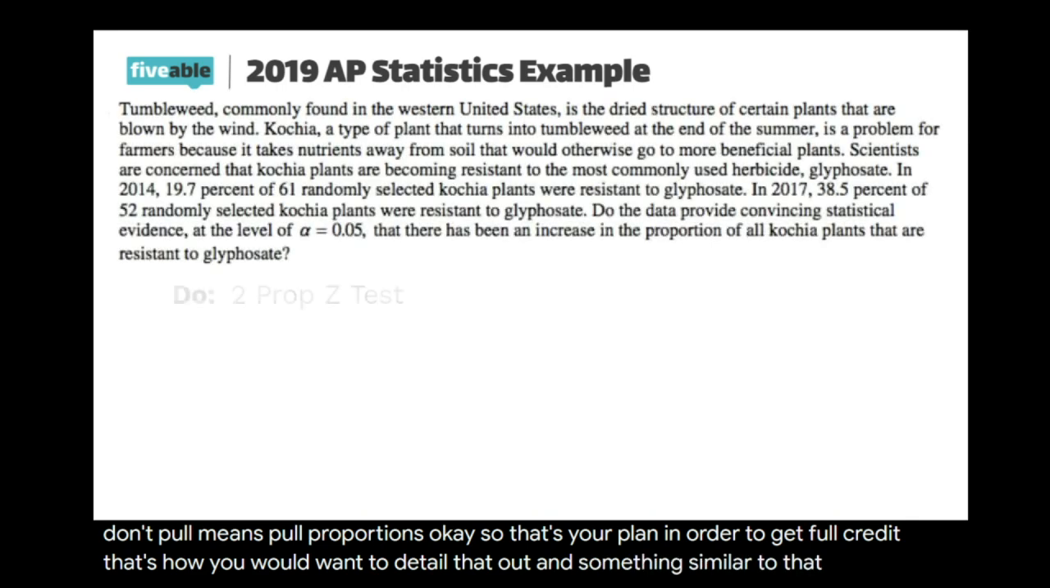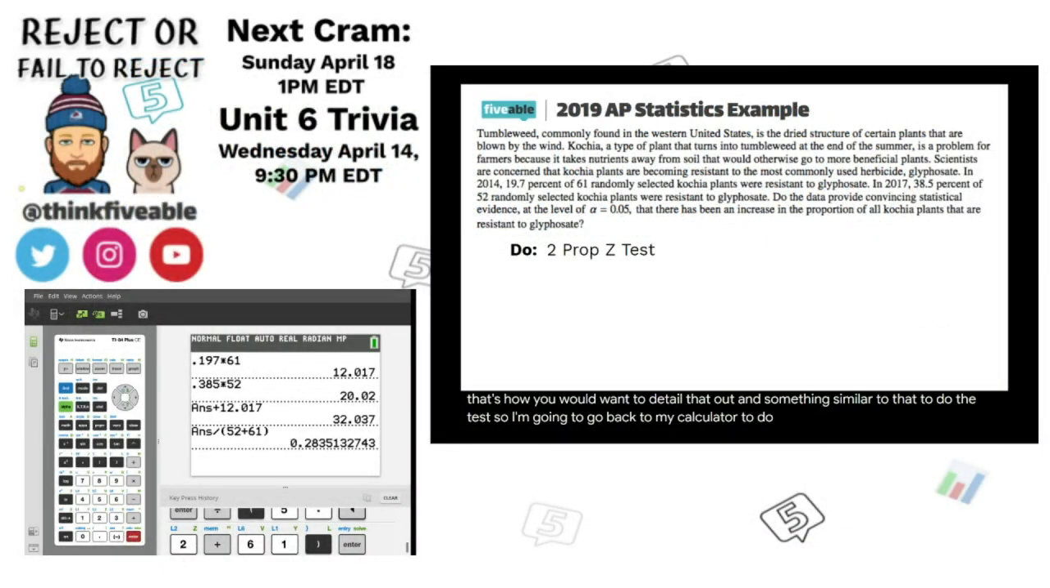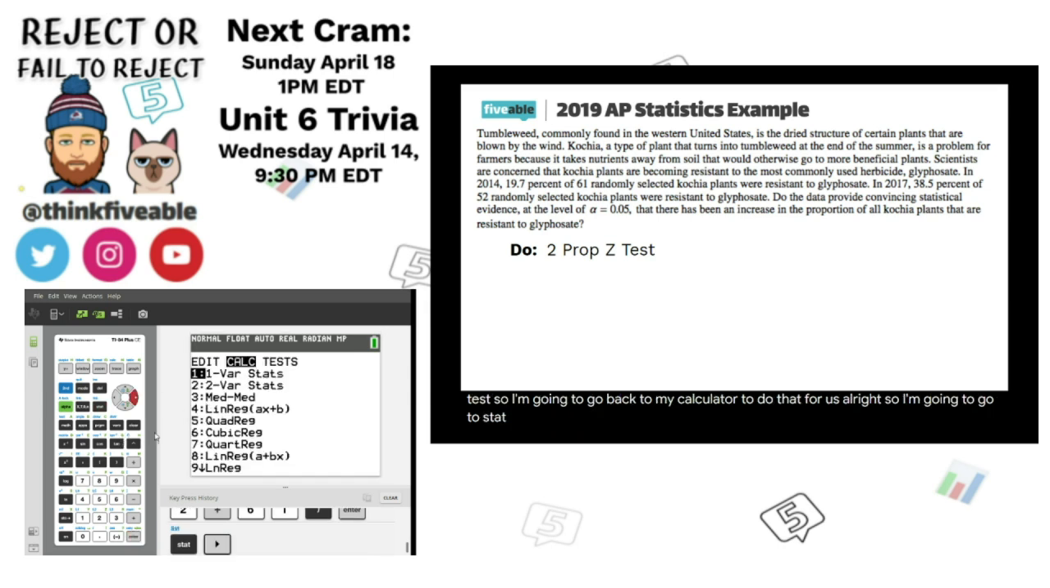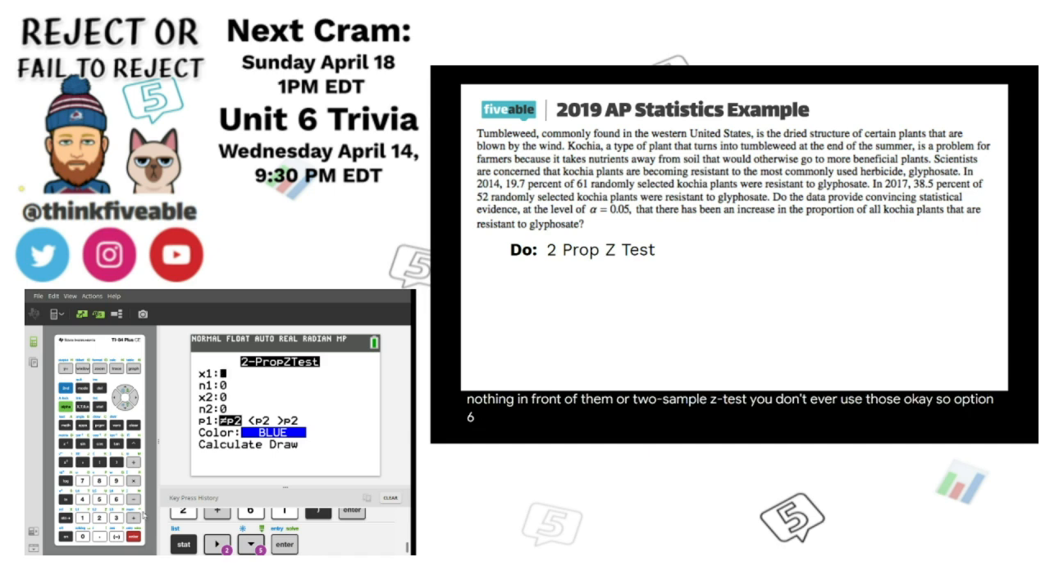All right, then we want to do the test. So I'm going to go back to my calculator to do that for us. Okay. All right. So I'm going to go to Stat and go to Tests. We already said this was a two-prop z-test. So like these z-tests with nothing in front of them, or two sample z-tests, you don't ever use those, okay? So option 6, the number of successes we had, I don't remember it, so I'm just going to find it again.